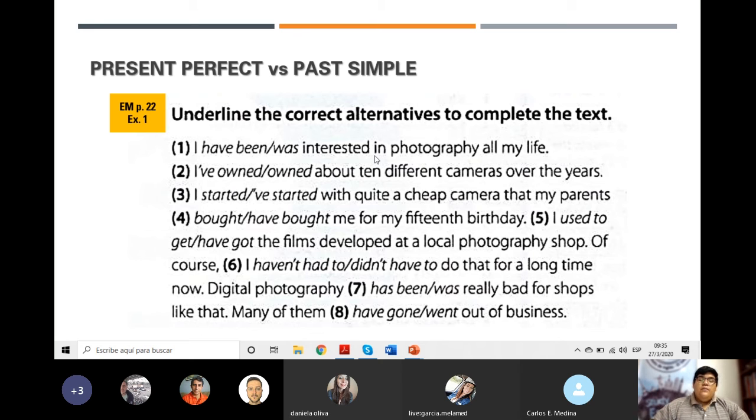Lucas. Bought me for my 15th birthday. Yes, bought me for my 15th birthday. Yes, bought me. Number 5, Javier.